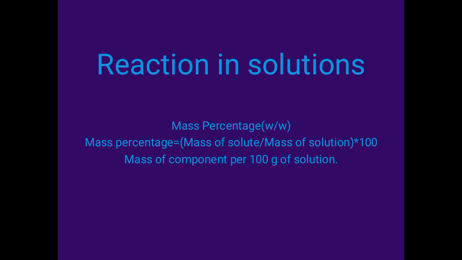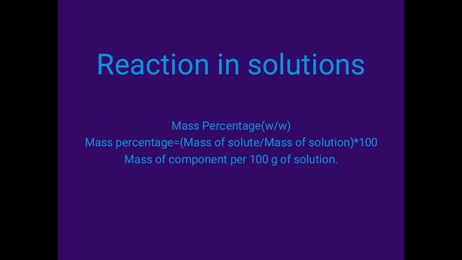Suppose I'm saying a 10% solution of sodium chloride. It means that 10 grams of sodium chloride is present in 100 grams of solution. Meaning, if I'm saying 10% W by W solution of sodium chloride, it means 10 grams of sodium chloride is present in 100 grams of solution.